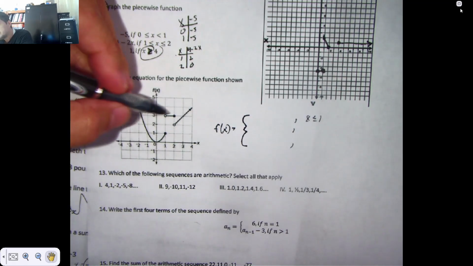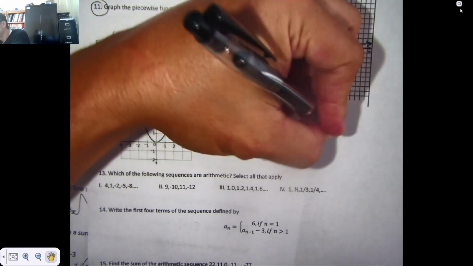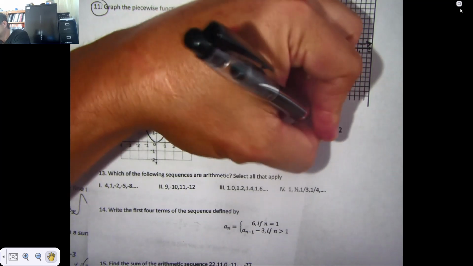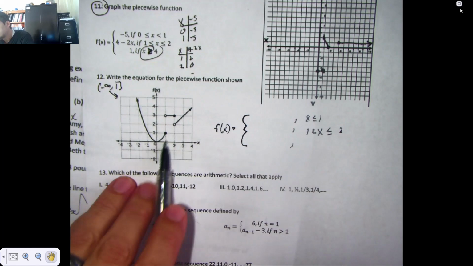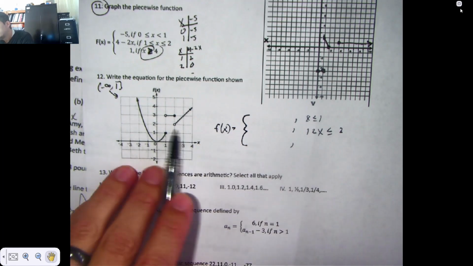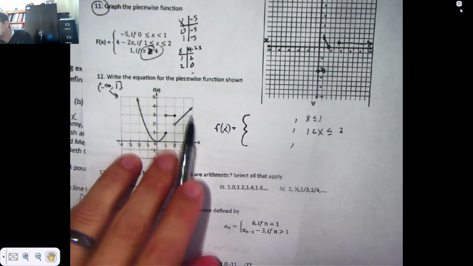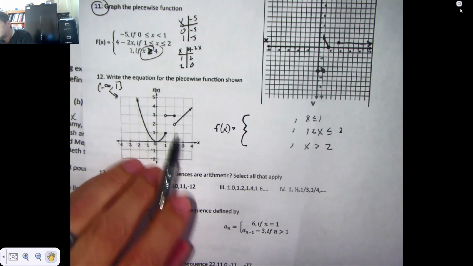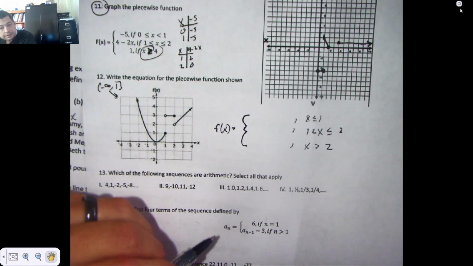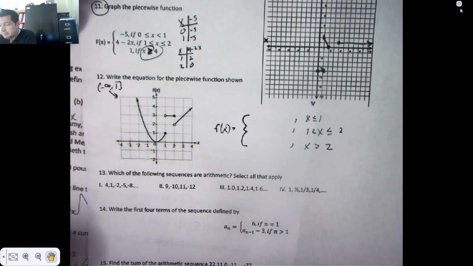This piece is drawn between 1 and 2. Open hole at 1, so therefore no equality. Closed hole at 2, have equality. This piece is drawn from 2 forward. So x is greater than 2. There's no equality because it's an open circle. Then you just kind of write the pieces. I didn't make this hard.